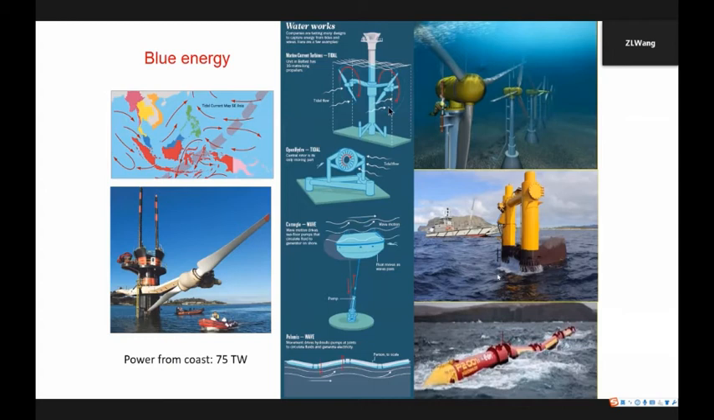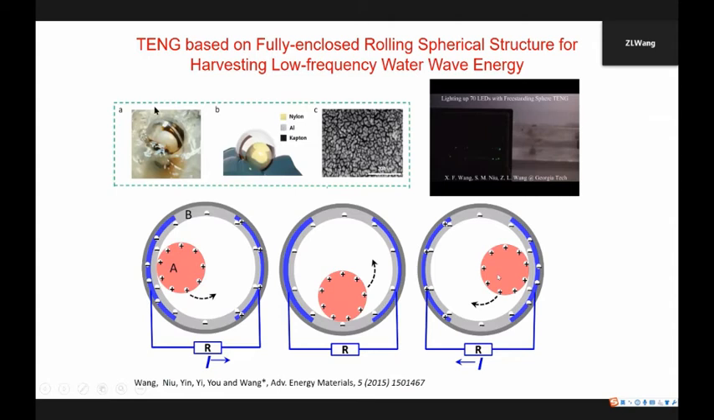How about our new technology? So how do we do it? We have not yet utilized the energy offered by the ocean. So we make a sphere, and inside the sphere we have another sphere. If in the water wave this is wobbling back and forth, power is generated. The reason is that this ball rolls back and forth, with contact and separation, giving power generation here.